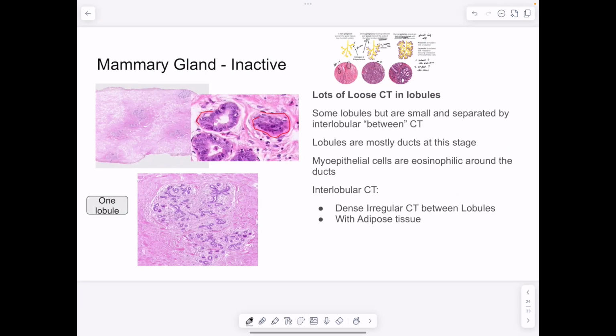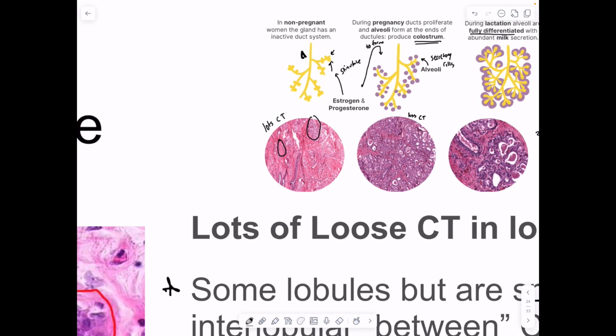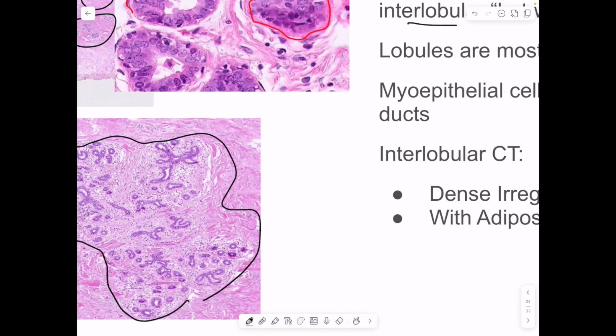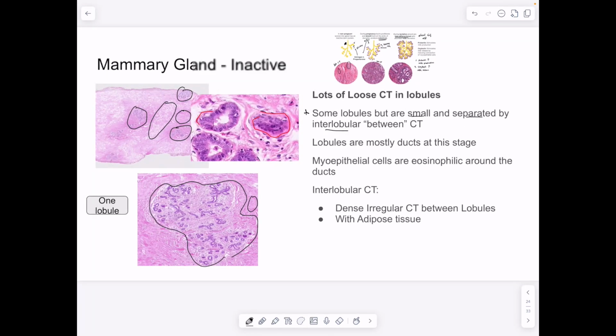All right, so starting with the inactive mammillary gland, you can see we have some lobules, doesn't look like very much, lots of adipose, lots of connective tissue overall. There are some lobules, but they're small and separated by interlobular connective tissue. So the lobules are mostly ducts at this stage, right? It's mostly ducts. And we have a lot of dense irregular connective tissue overall, and then, as we said, a lot of adipose tissue.